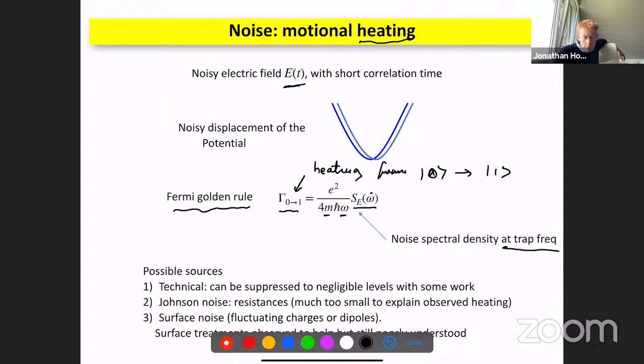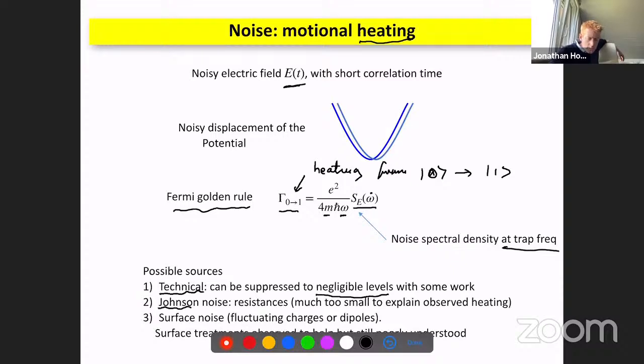So what are the sources of that? Well, the first one, most common, is that you have technical noise, okay? But if you're working hard, then you should be able to suppress this to what we would say are negligible levels, right? And that's one of the games in a new setup: you start with a certain level of noise, and very often you have to end up going hunting your noise sources to get them down.